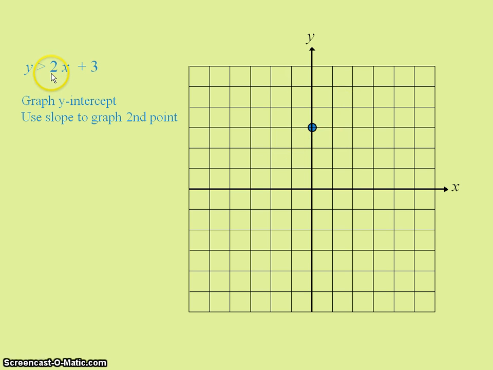So the slope here is 2. Now remember, that is a fraction, it's 2 over 1. So if I go over here, that means I go up 1, 2, to the right 1, there's the second point. And that's it. So all we want is just 2 points.